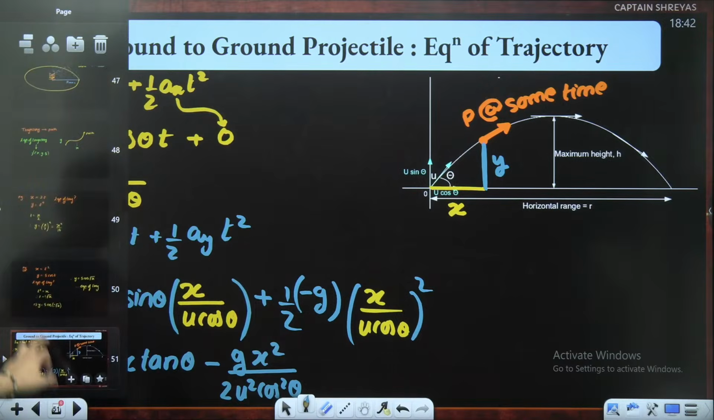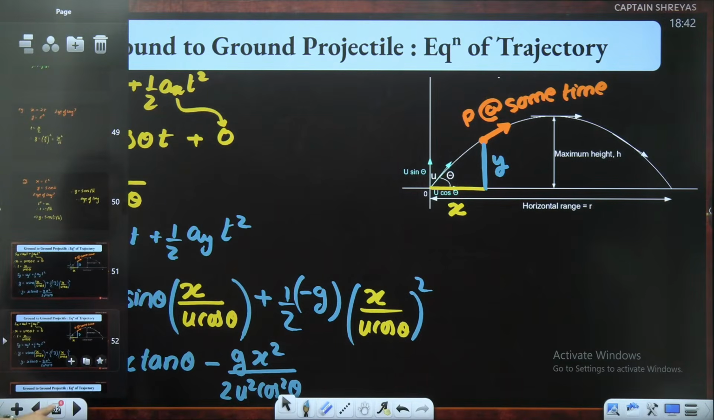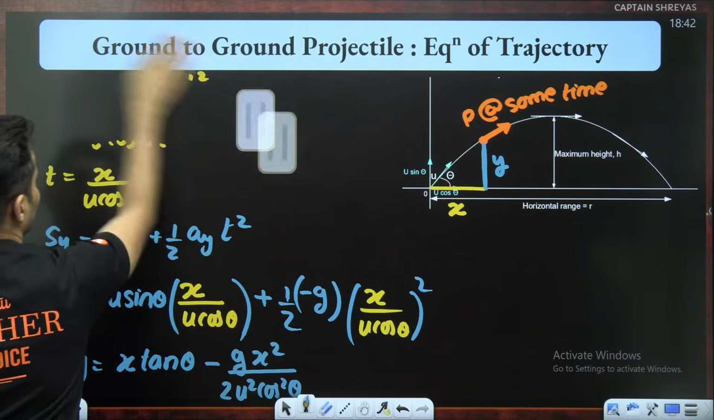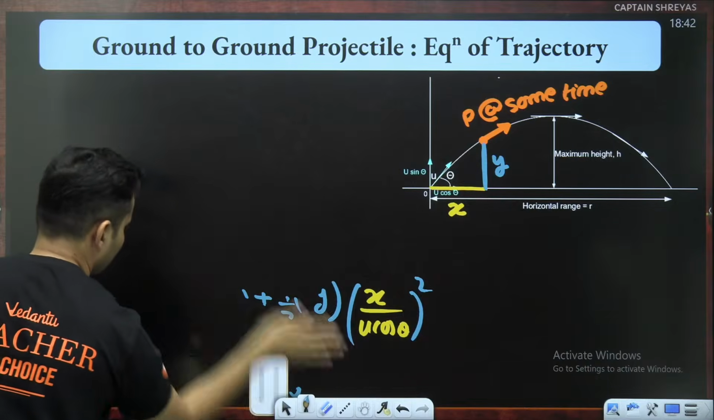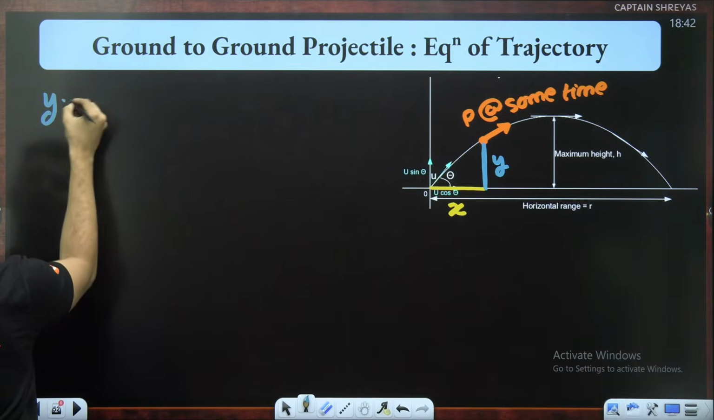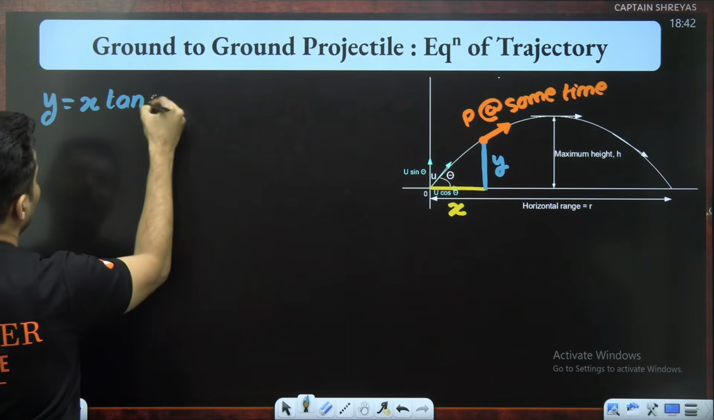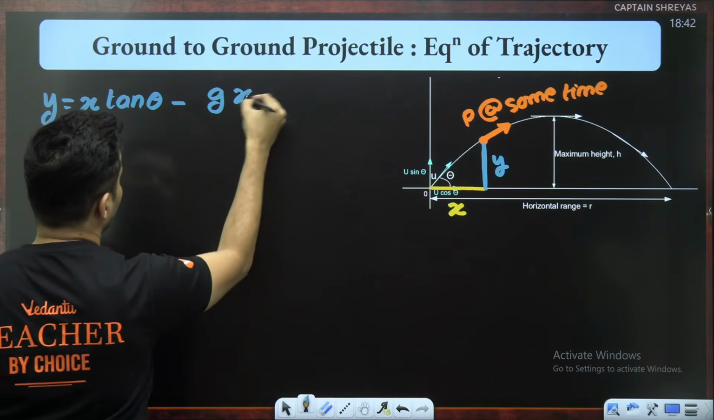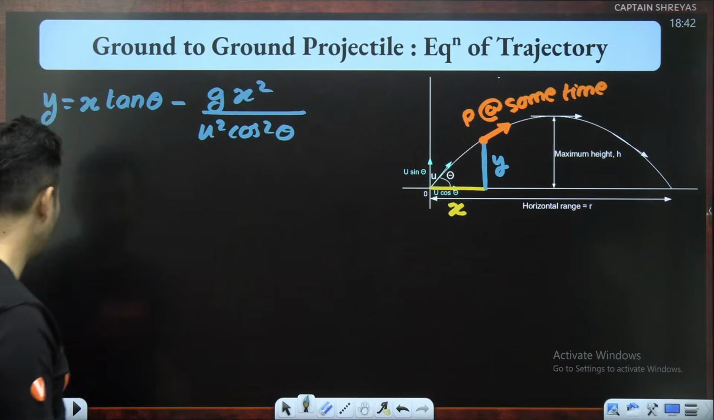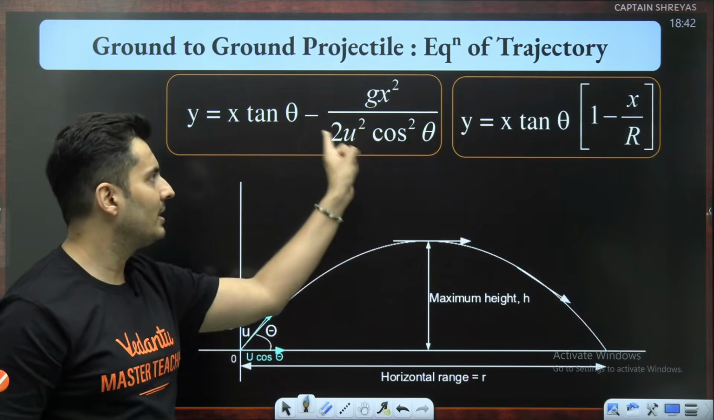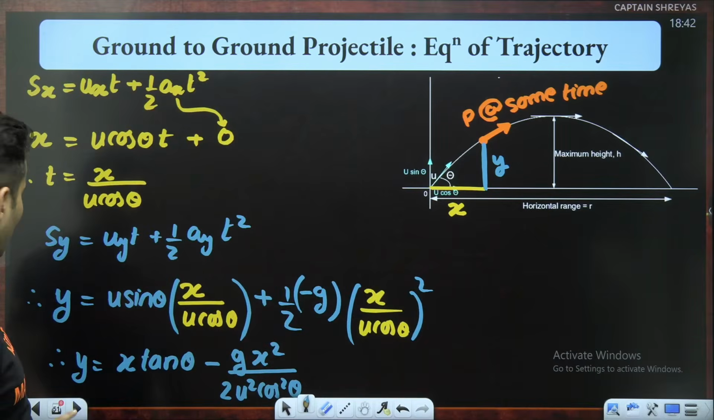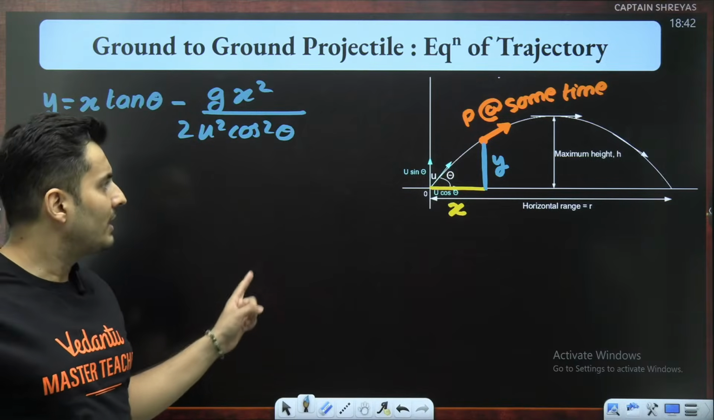I'll rewrite it on the next slide. That will be better. Hold on. So the equation that I have got is as follows. Y is equal to x tan theta minus g x square by u square cos square theta. Now this is a formula which you are supposed to remember: x tan theta minus g x square by 2 u square cos square theta. Sorry, I forgot the 2, my bad. Yes, 2 u square cos square theta.